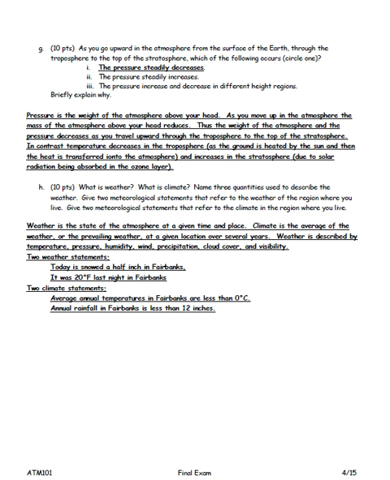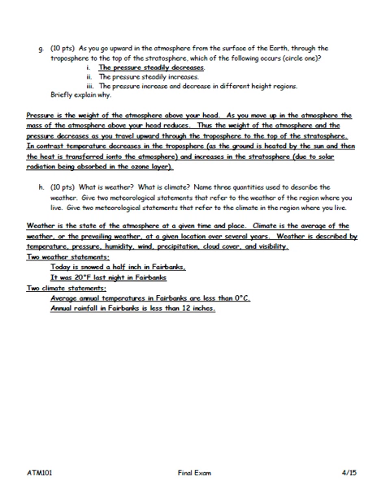G, as you go upward in the atmosphere from the surface of the Earth through the troposphere to the top of the stratosphere, which of the following occurs? And we would circle 1. The pressure steadily decreases. And again, the explanation, as we've talked about it already in this problem, I'll repeat it again. The pressure is the weight of the atmosphere above your head. As you move up in the atmosphere, the mass of the atmosphere above your head reduces, and so the weight reduces, so you're moving into less pressure.